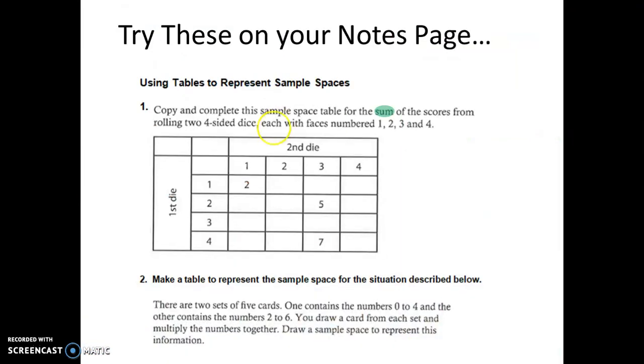Okay, so based on that, try this one. The first question says copying complete. Don't worry about copying it. Do it right on your page, right? So you have this table here. This sample space table has the sum of the scores of rolling 2 4-sided dice.